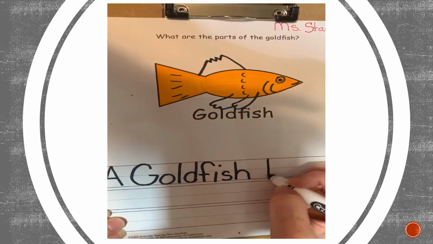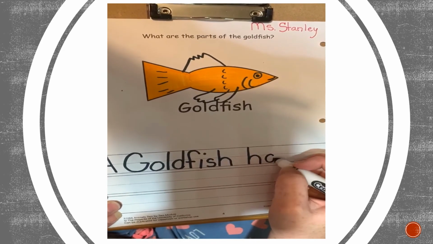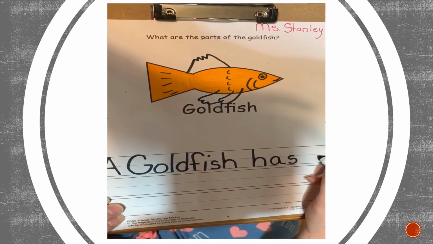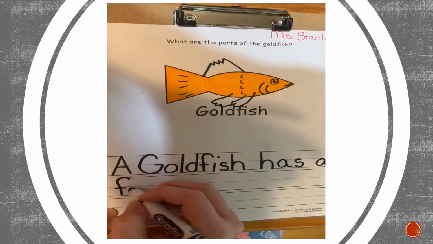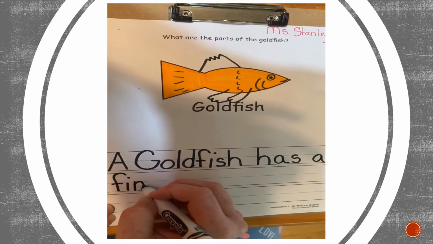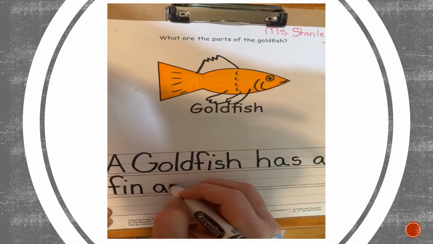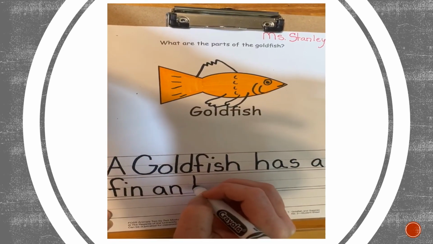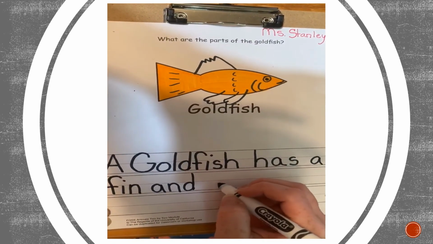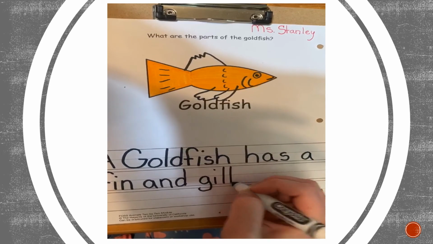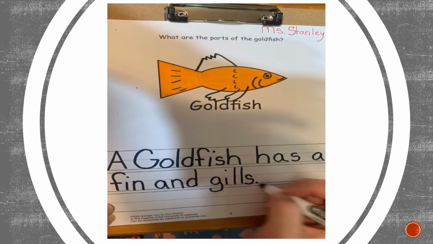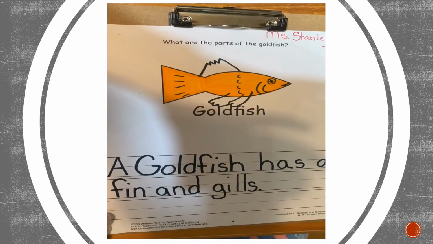So I'm writing a goldfish has a, oh, what do you think it is? Fin. Good job. Oh, and so a goldfish has a fin and what, an eye? Oh, what do you think it is? Oh, could it be a tail? And gills. A goldfish has a fin and gills. Yeah, it does. You could write about anything that is a body part of that fish, that goldfish. I just want you to be making notes so that we know that you've understood what you've seen.